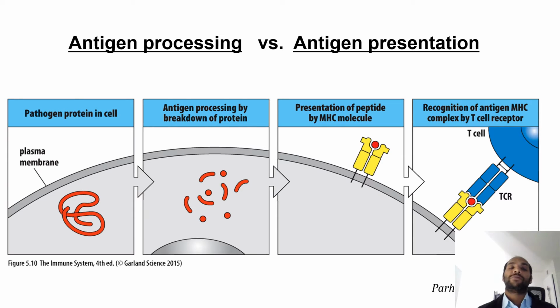What is antigen processing? Antigen processing is a process in which larger molecules such as proteins are broken down into small pieces called peptides. These peptides, once they are formed, are presented by MHC molecules and displayed on antigen presenting cells. This process is called antigen presentation, so that antigens are recognized by T cells.